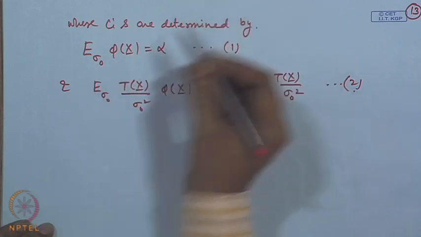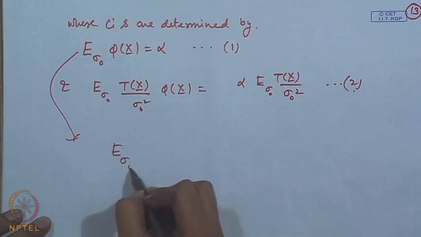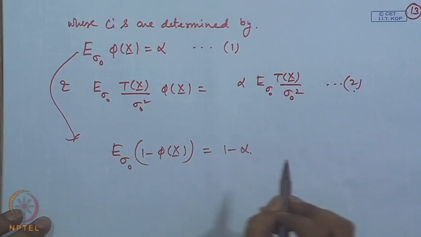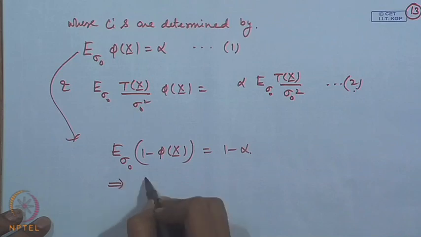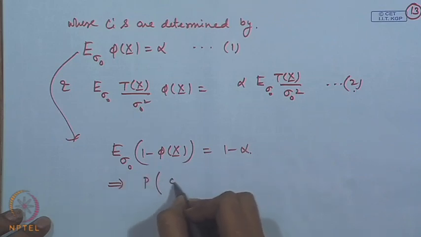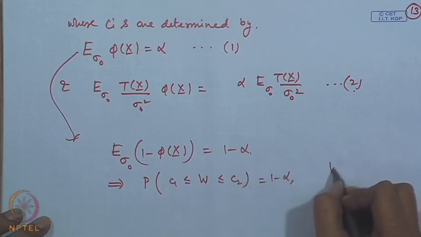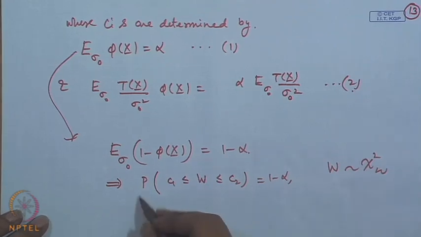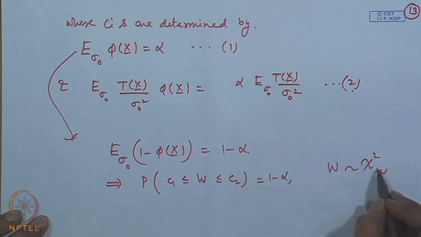Since this condition can be simply written as expectation under sigma naught of 1 minus phi(x) is equal to 1 minus alpha. So, 1 minus phi(x) means this is becoming probability of C1 less than or equal to W less than or equal to C2 is equal to 1 minus alpha, where W follows chi square n distribution. So, this is simply to be determined from the tables of chi square distribution on n degrees of freedom.